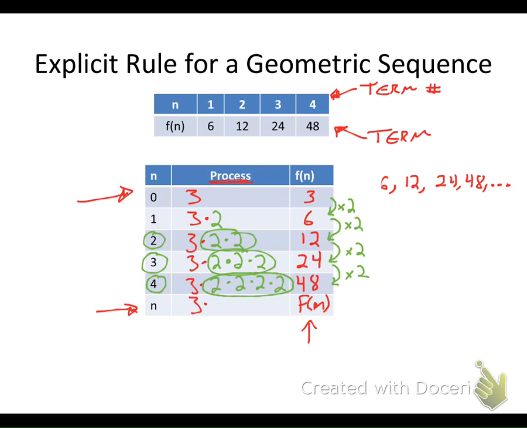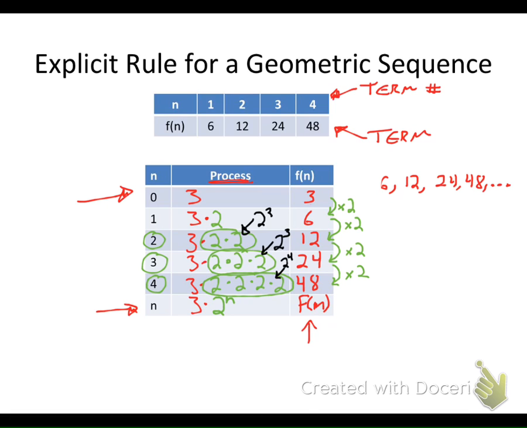So to find the nth term, the way we could rewrite these is I could rewrite it with an exponent. Repeated multiplication can be written with an exponent. In other words, 2 times itself 2 times is the same thing as 2 squared. 2 times itself 3 times is the same thing as 2 to the third. And 2 times itself 4 times is the same thing as 2 to the fourth.